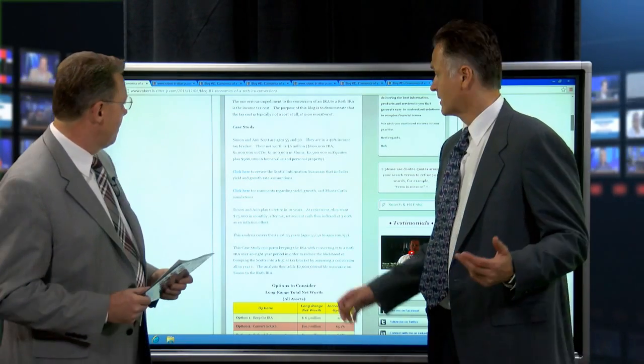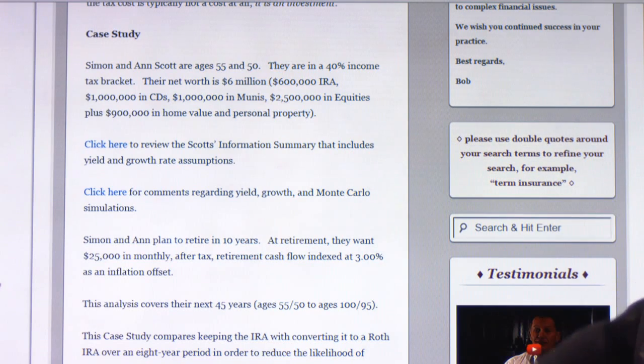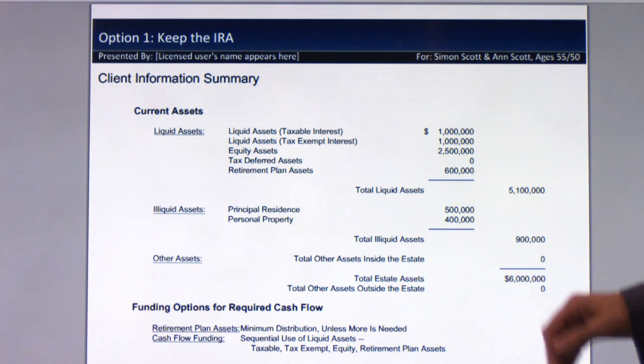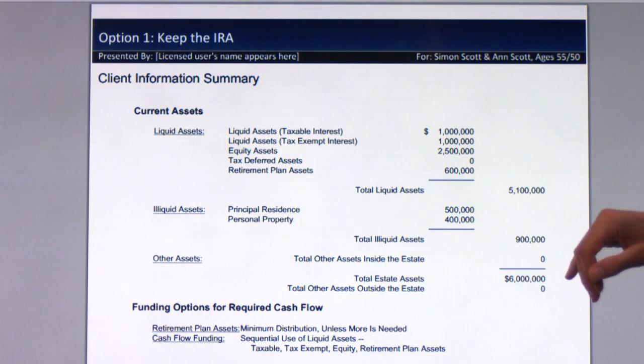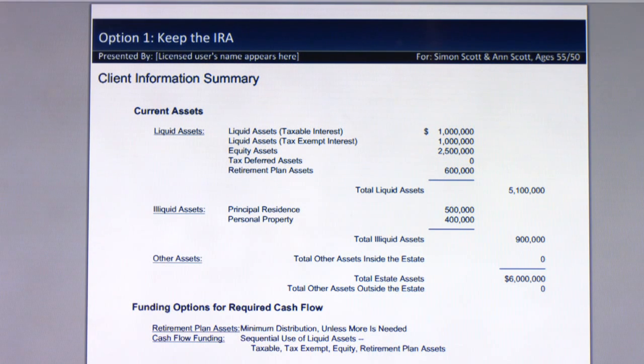Sure, Steve. So here we have Simon and Ann Scott. They're age 55 and 50. They're in a 40% income tax bracket. They've got a $6 million net worth. And we can kind of look at their financial picture here with this sort of client information summary. Here you see they have liquid assets, $1 million in taxable, $1 million in tax exempt bonds, equity assets, $2.5 million, retirement plan assets, $600,000, and so on. So their total estate assets are about $6 million.